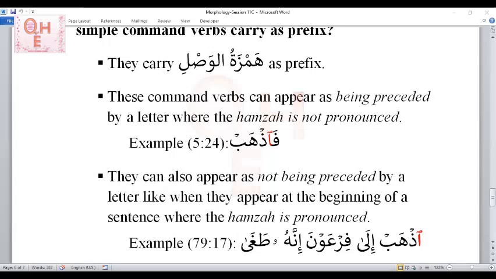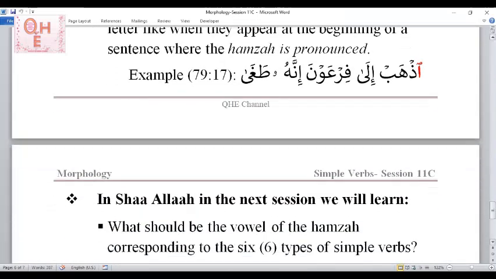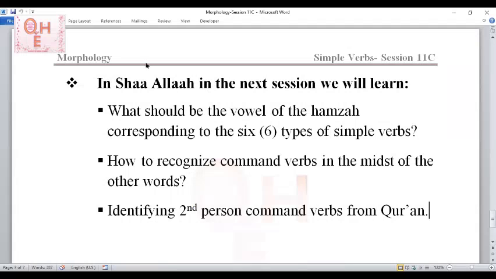So let's see what's coming up in the next session, inshallah. In the next session, we're going to learn what the vowel of the Hamzah should be corresponding to the 6 types of simple verbs. We know simple verbs are 6 types, right? So we need to know what the vowel of the Hamzah will be in each type. And we're going to learn how to recognize common verbs in the midst of other words. And definitely, inshallah, we are going to identify second-person common verbs from the Quran.